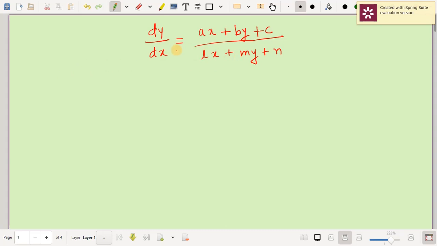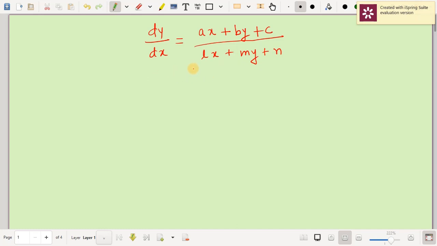Welcome back. In this lecture, we will discuss the differential equation of the type dy by dx is equal to (ax plus by plus c) upon (lx plus my plus n). This is basically non-homogeneous if either of c or n is not equal to 0. So we will see the method to solve this differential equation.